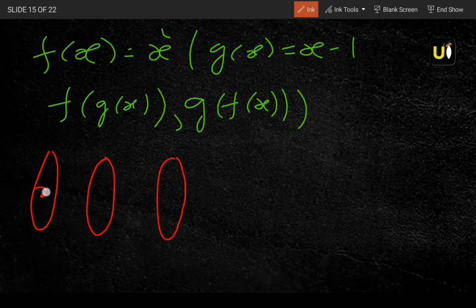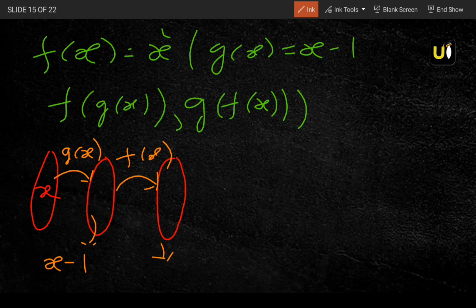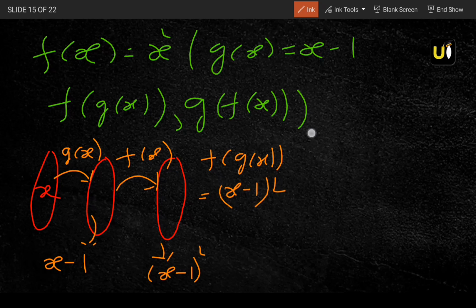See, here we are having x. Let me use another color. On applying the function g of x, we get x minus 1, right? So now for this x minus 1, we are applying the function f of x. That means we write x minus 1 in the place of x. This will be x minus 1 whole square. So f of g of x is x minus 1 whole square.